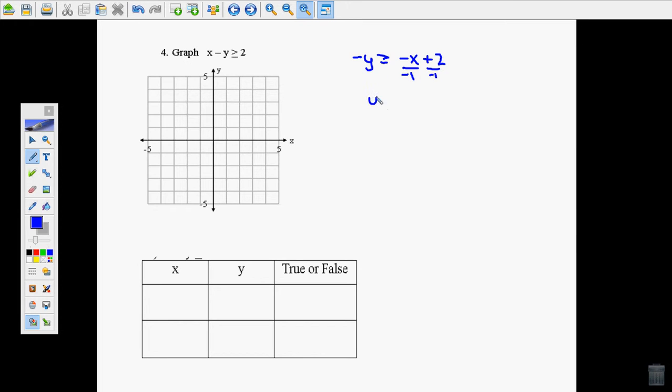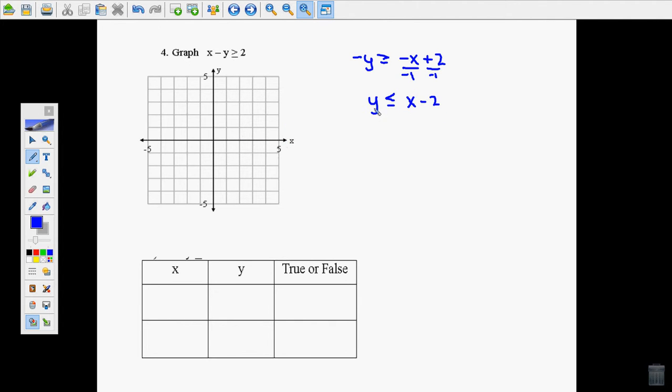So when we do that, we're going to have y, and then negative x divided by negative 1 is positive x. 2 divided by negative 1 is negative 2. Now remember, when you divide by a negative, it also switches this inequality sign around. And so it actually becomes that. However, if you forget that, in this case it's not going to be a big deal because we're going to plug our points back into the original problem anyway. So if you forget to do that, you're probably still going to end up with the right answer.